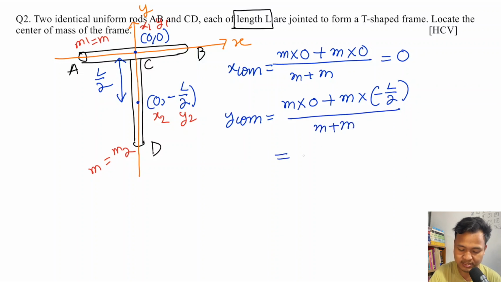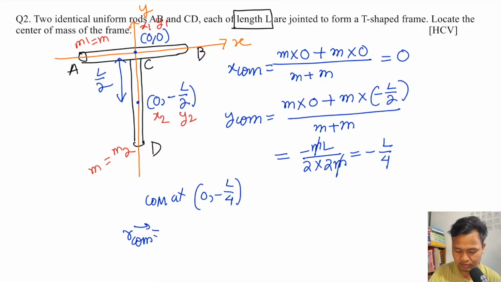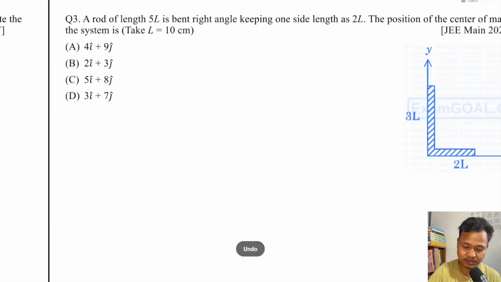So we get minus ML by 2 into 2M. MM gets cancelled out, so you will have minus L by 4. So this is L by 4. The center of mass is at 0, minus L by 4. So RCOM is equal to minus L by 4 Z cap. This is the center of mass, and the question is solved.